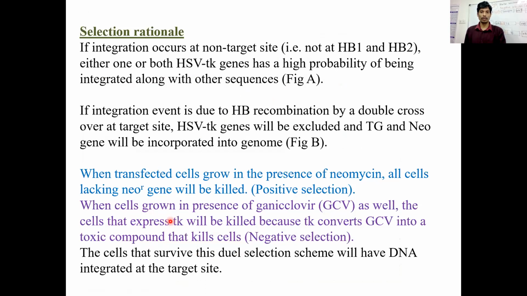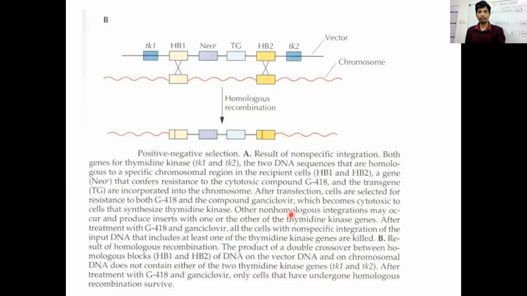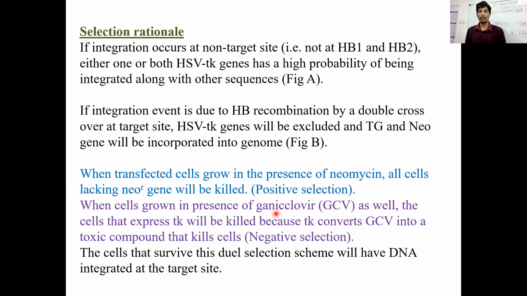Okay, so the similar thing, and here you can understand very clearly. When the transfected cells are grown in the presence of neomycin, all cells lacking the neomycin resistant gene will be killed. That is the positive selection. When the cells are grown in presence of ganciclovir, maybe some spelling mistake, the cells that express thymidine kinase will be killed because thymidine kinase converts ganciclovir into a toxic compound that kills the cells. That is called negative selection.